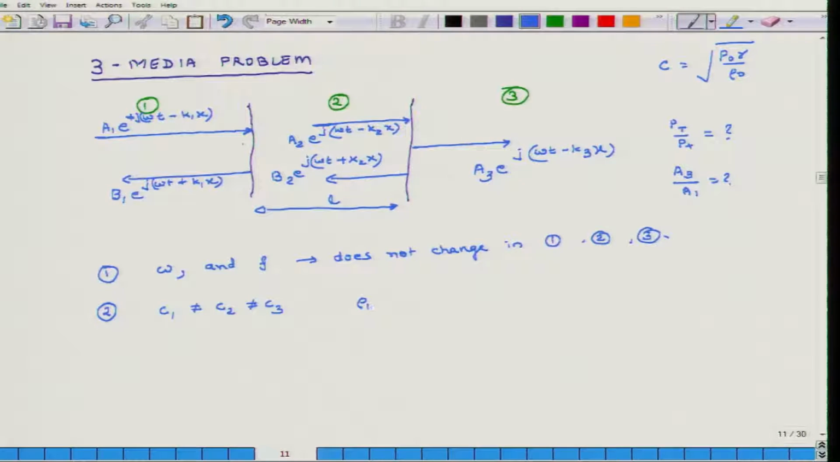Similarly, rho 1 is not necessarily equal to rho 2, is not necessarily equal to rho 3. And because rho 1 C1 is the characteristic impedance for the first medium, for the same reason Z1 is not equal to Z2 is not equal to Z3.